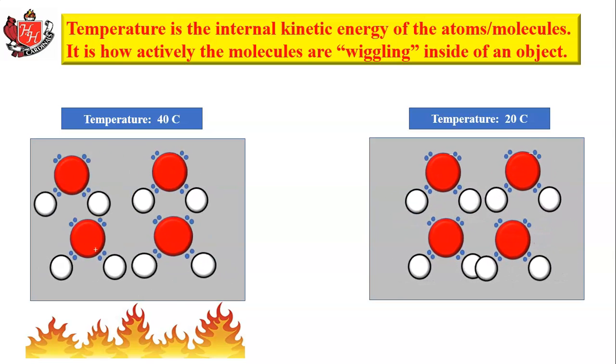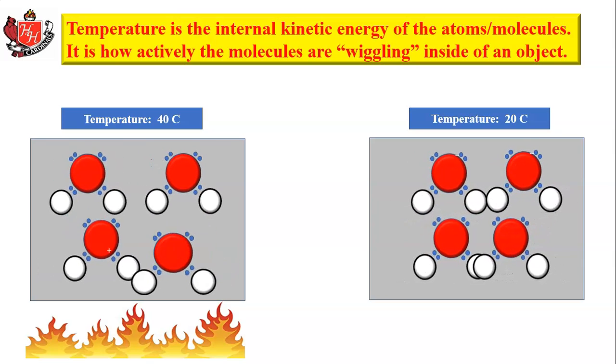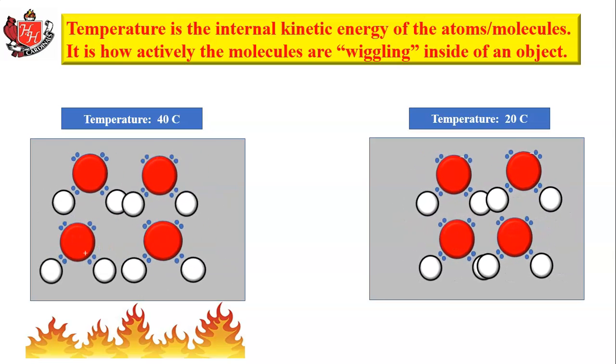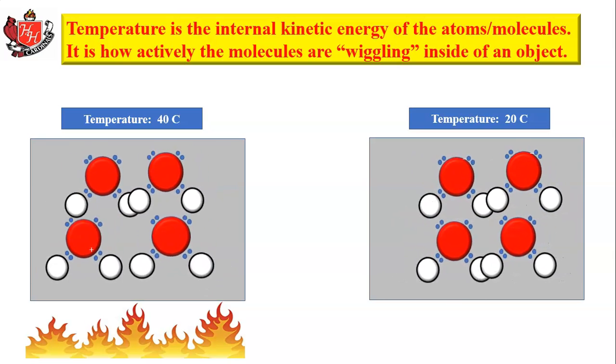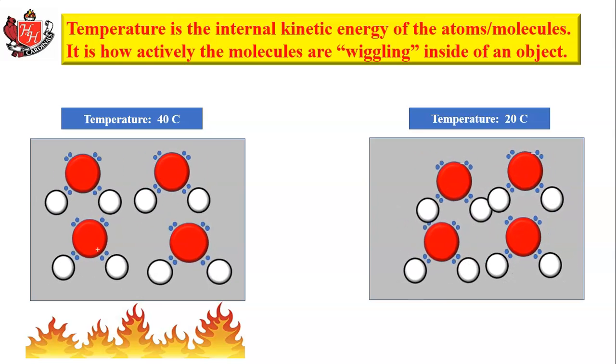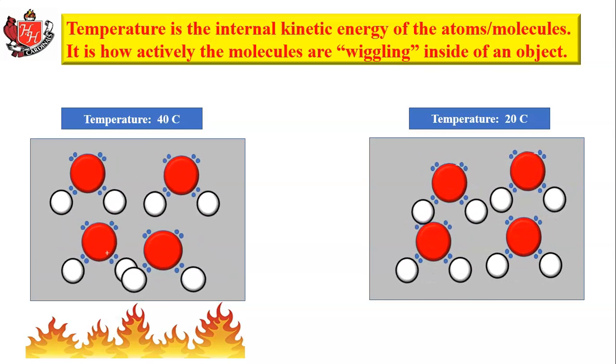Temperature is not something that comes out of the metal. It's internal to the metal, or the substance in general, but in this case the metal. And it's how much the molecules are wiggling and jiggling around like that. So the metal on the left has a higher temperature than the one on the right because its molecules have a higher kinetic energy. They're moving more.